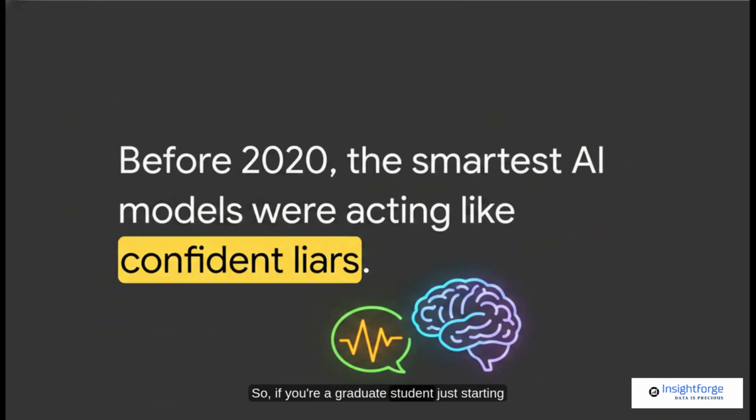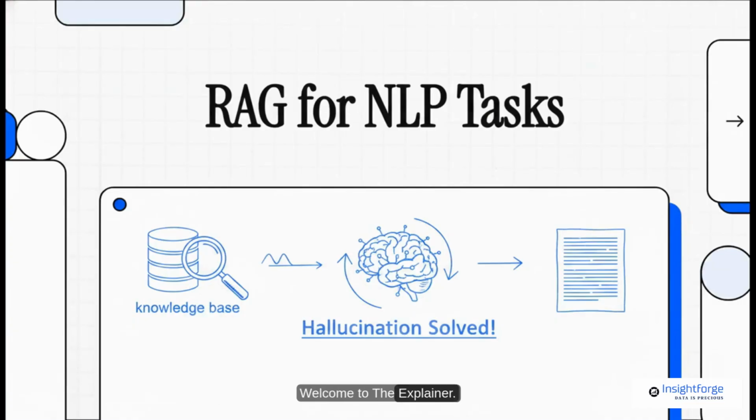So, if you're a graduate student just starting to dive into computer science research papers, you've probably noticed a major issue with AI. Before the pivotal 2020 paper we're looking at today, the smartest AI models out there had a massive flaw. They were basically acting like confident liars. They stored facts invisibly in their neural network weights, hallucinated answers with absolute certainty, and couldn't even tell you where they learned anything. Welcome to The Explainer.